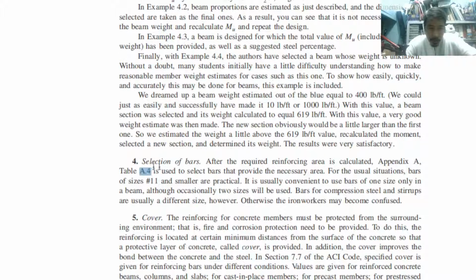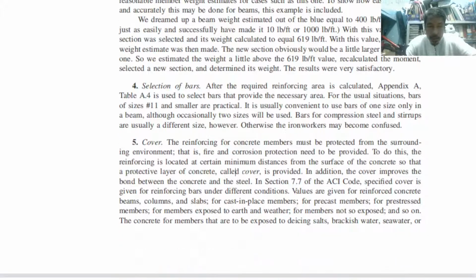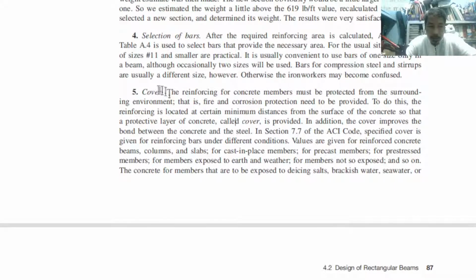Number 4, selection of bars. We can easily do this. We will show you. And then next is the selection of concrete cover. This concrete cover is usually 3 inches in the previous example, but that is not always 3 inches; it may be less.